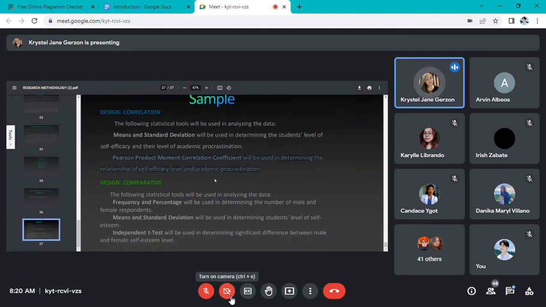For comparative, again, the same thing, if you are to imagine or recall your specific problem, you asked, number one, what is the gender distribution of the respondents? So for us to answer that, we will use frequency count and percentage. And then let's say, what is the student's level of the variable there, we use weighted mean and standard deviation. And then independent t-test to compare the two.